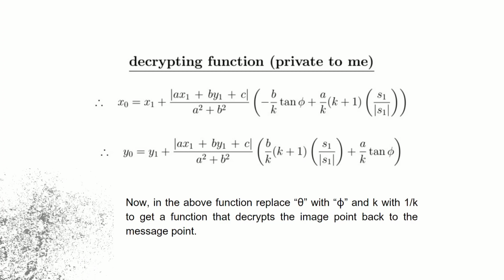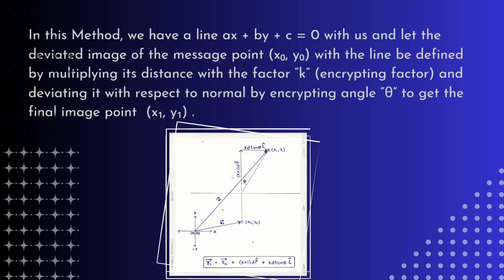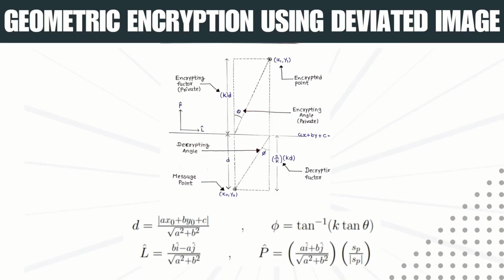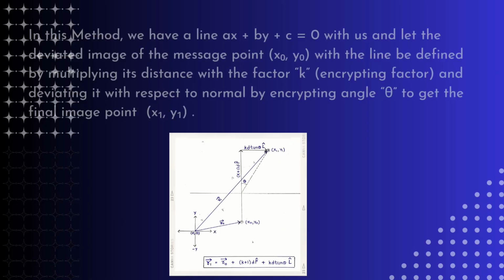I'll describe that later. Again, I would like to say that the whole thing that happened here was nothing but a trapdoor mechanism that we design. We declare k and theta in private, we design an encrypting function, and we design another function that nullifies the effect of the encrypting function and gives us back the original point. And that's how the system works.